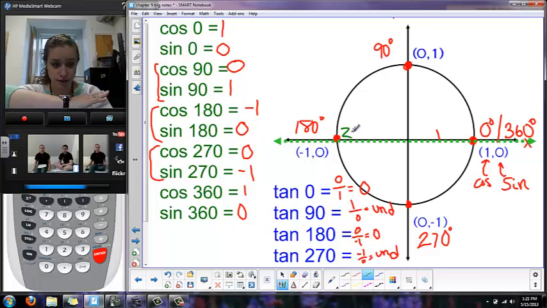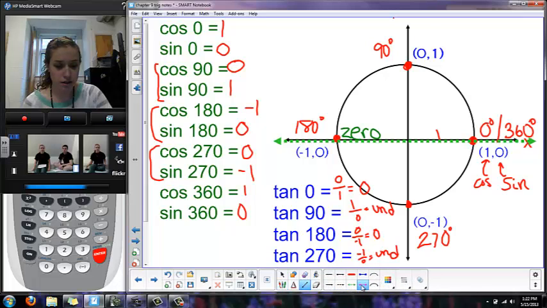The tangent of 0, 180, and 360, everything that's on this horizontal line like this, they are all equal to 0. So just think about the slope of that line. The slope of that line is equal to 0. Everything on that line is equal to 0. The tangent, okay? And it also happens to work out the other way too.